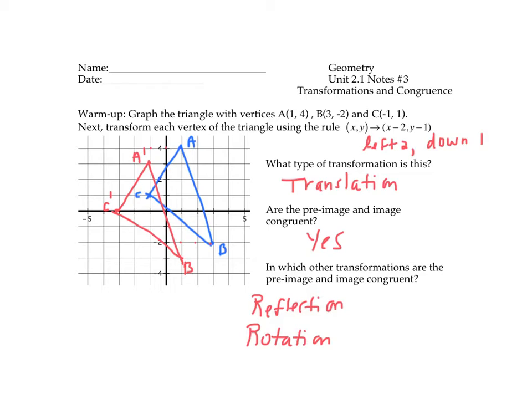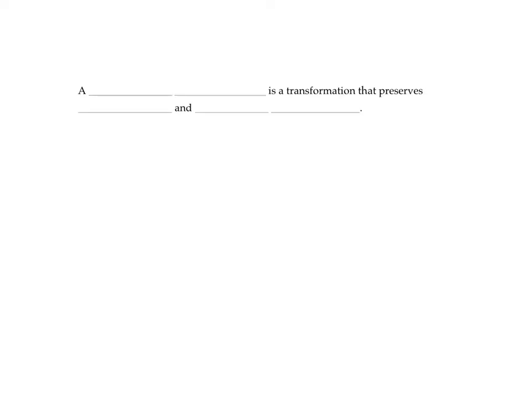And finally, we have a glide reflection. That's where you move your pre-image left or right, or up or down, and then you do a reflection after that slide. All of those things that we just described, reflections, rotations, glide reflections, and translations, are what are called rigid motions.